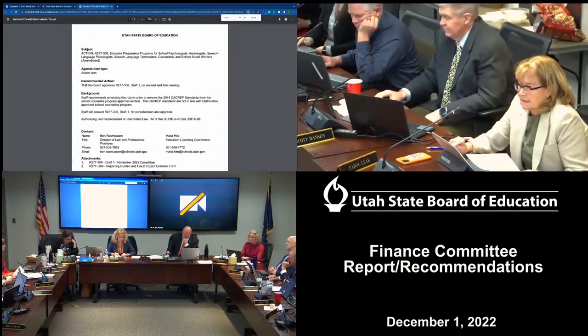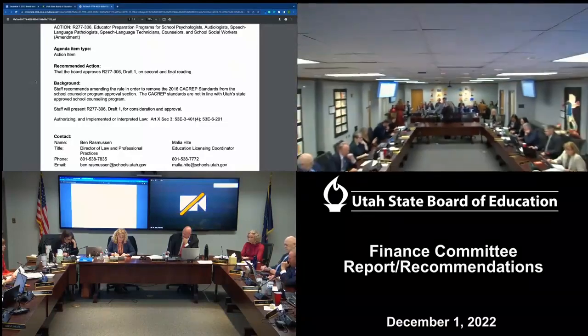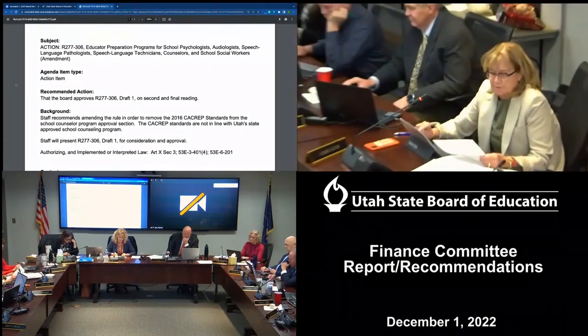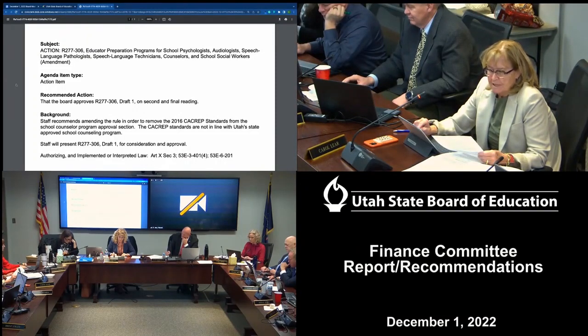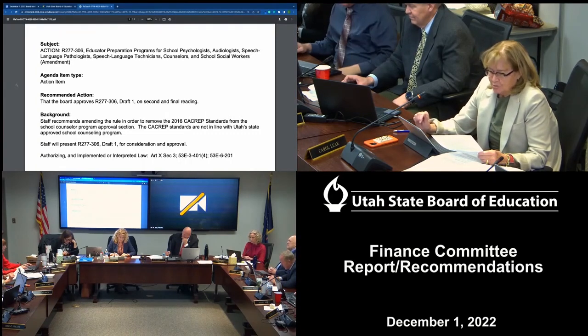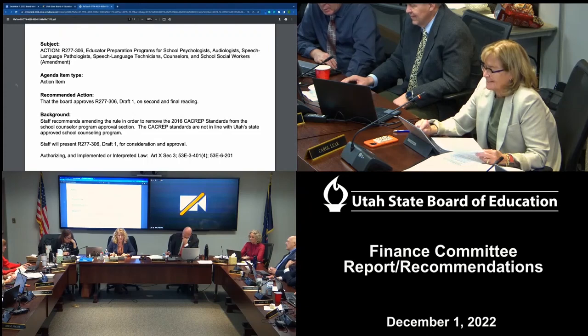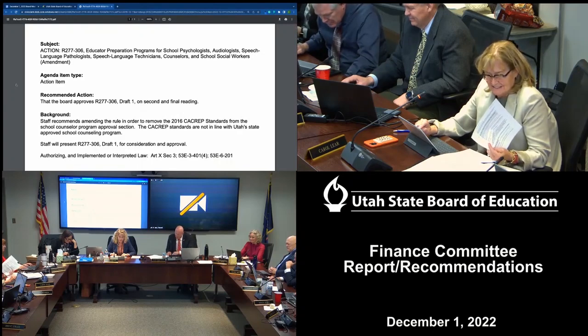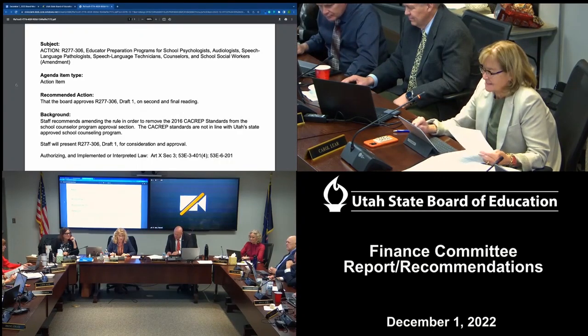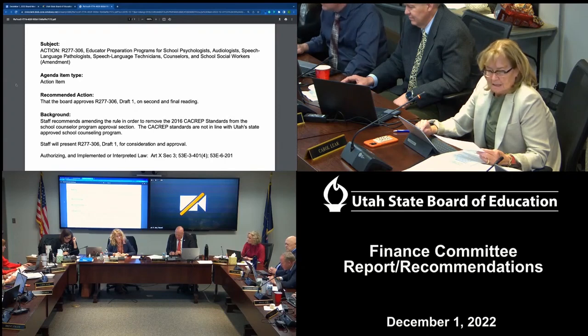Item 14.7 would be R277-306. The committee moves that the board approves R277-306, educator preparation programs for school psychologists, audiologists, speech language pathologists, speech language technicians, counselors, and school social workers, Draft 1 on second and final reading. Thank you. There's a motion on the floor as stated. Seeing no discussion, those in favor say aye. Aye. Those opposed? That passes with Member Klein opposed.